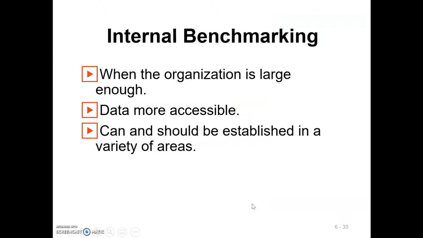So there is also a form of internal benchmarking, and this is done when the organization is large enough, where data is more accessible, and should be established in a variety of areas when possible.